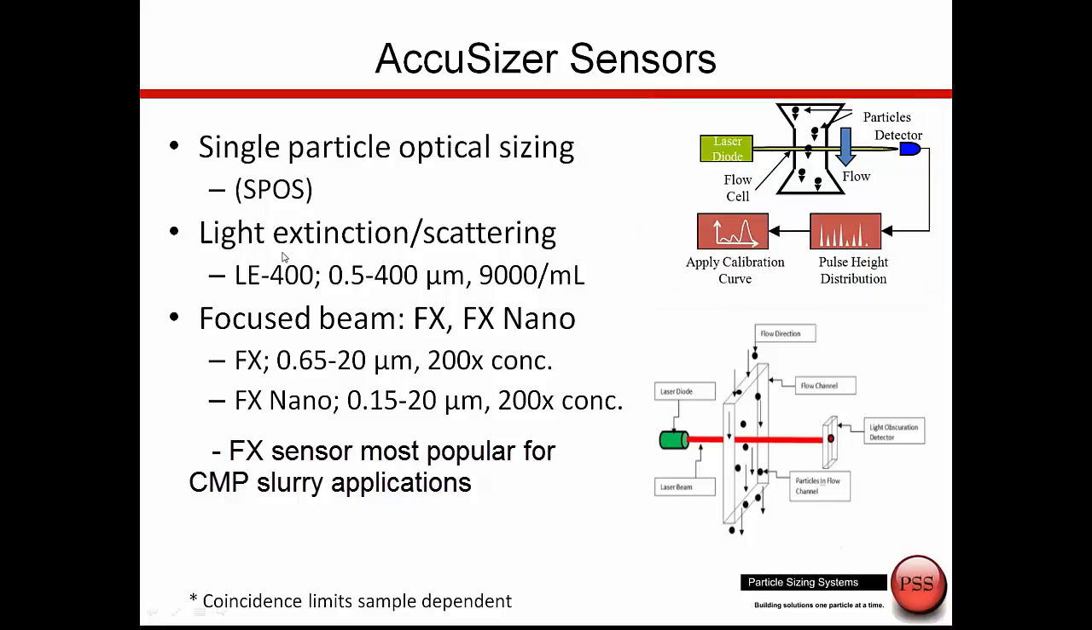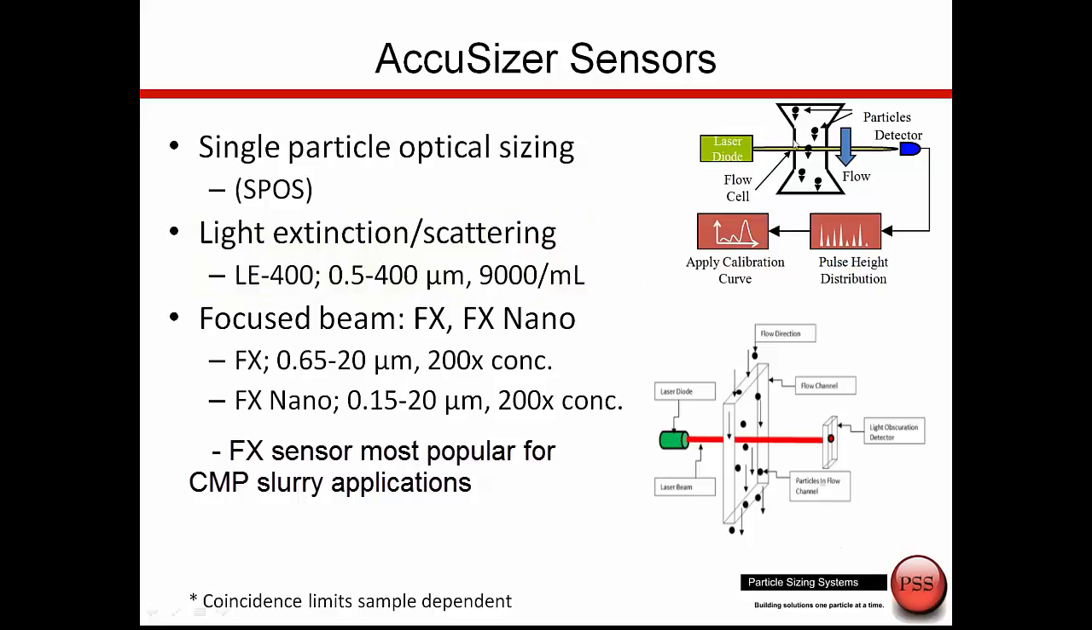If we didn't need to measure the smallest particles, we have a sensor which is a combination of extinction and scattering, the LA400. You see the dynamic range here, 0.5 to 400 microns. And when we talk about the concentration limit, this has to do with the coincidence limit. We don't want more than one particle at a time passing through the sensing zone, and so we talk about at what concentration limit can we operate with confidence that we were looking at single particles and not events where there were multiple particles in the scattering zone.